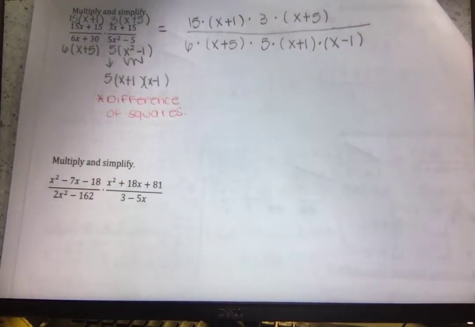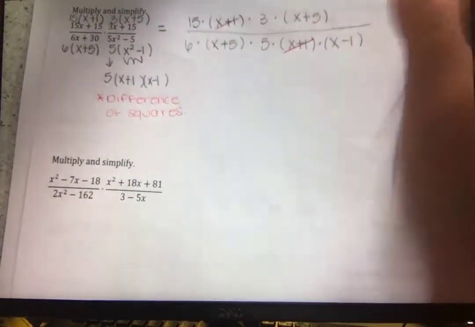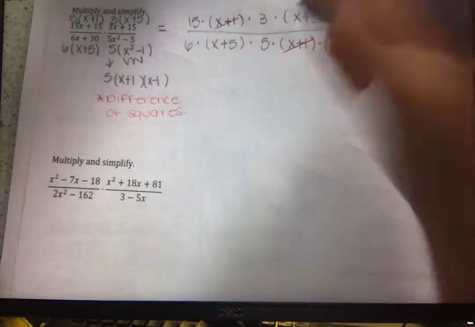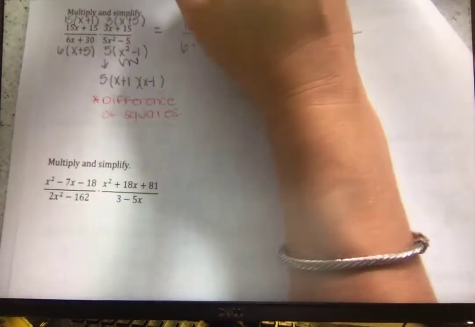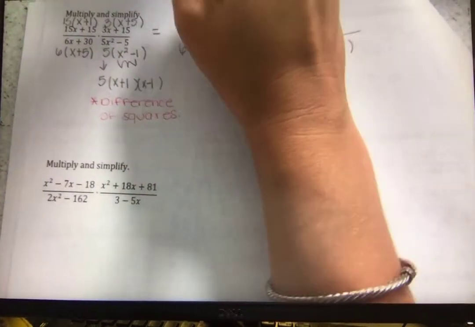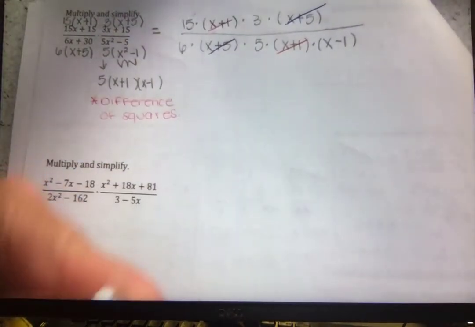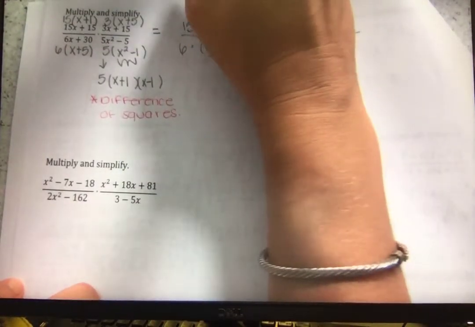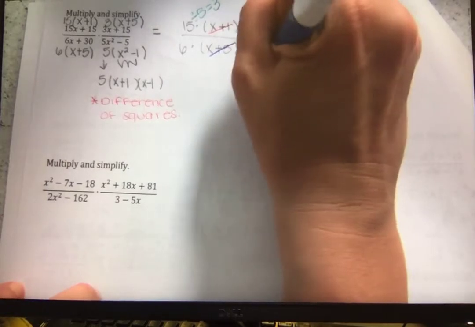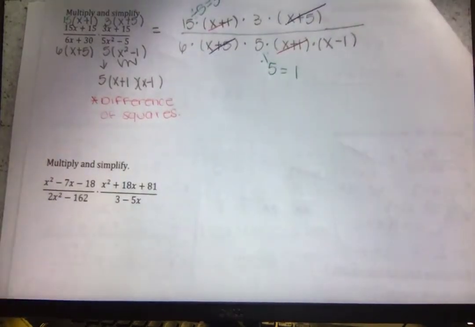Now my favorite part. Let's see what can cancel. The x plus 1's, I see. The x plus 5 can cancel. What else? 5 and 15. I can take out a 5 from both of those. And I'm left with 3 up top, 1 on the bottom.